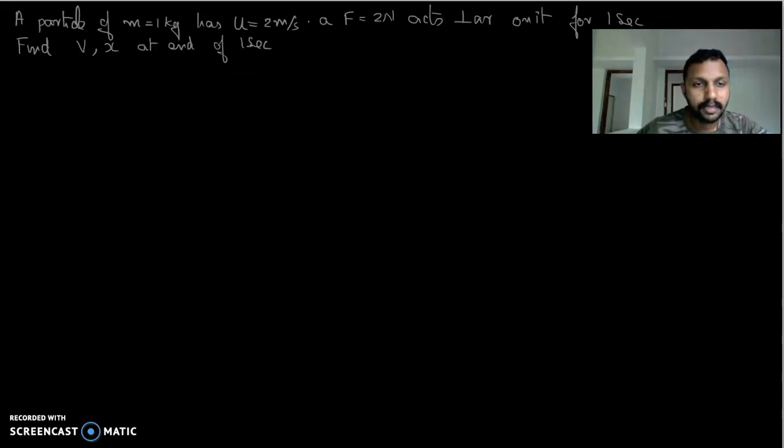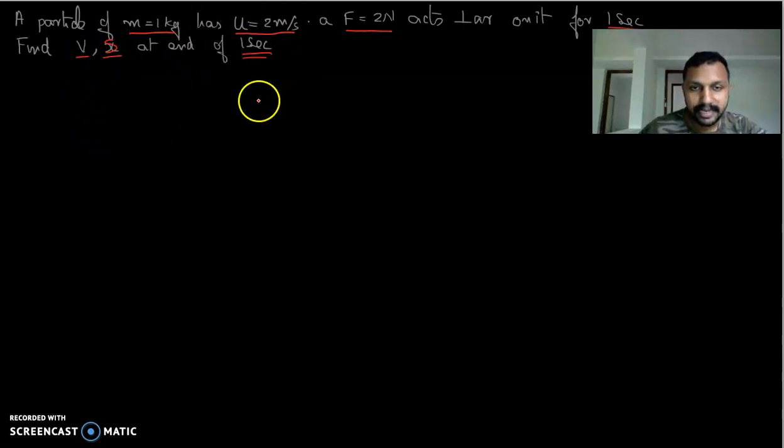Okay, students, let's look at this question. A particle of mass m equal to 1 kilogram has an initial velocity of 2 meter per second. A force of 2 Newton acts perpendicular on it for a time of 1 second. Find v, that is final velocity, and displacement, let me write S, displacement at the end of 1 second. We have to find out the final velocity and final displacement.